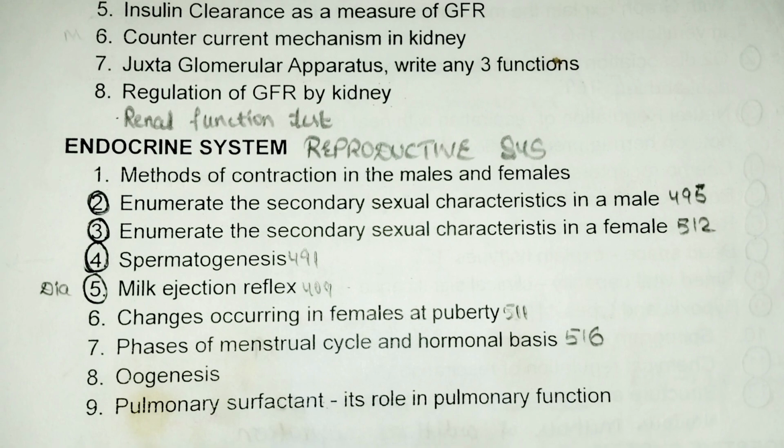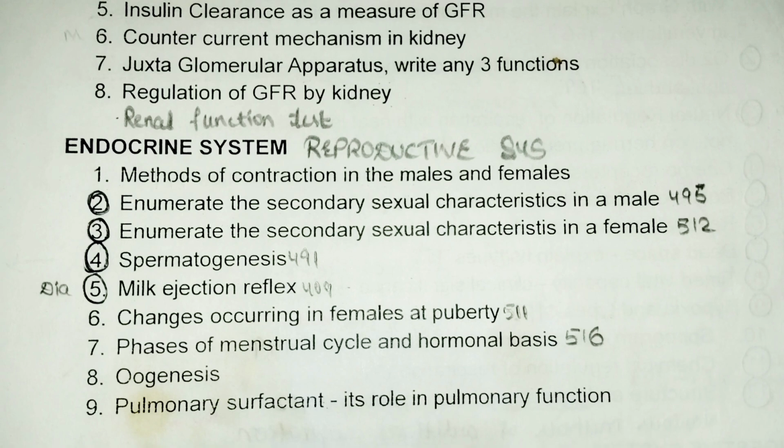Fourth one, spermatogenesis. Fifth one, milk ejection reflex. Sixth one, changes occurring in females at puberty. Seventh one, phases of menstrual cycle and hormonal basis. Eighth one, oogenesis. Ninth one, pulmonary surfactant and its role in pulmonary function. And that's all about this chapter.